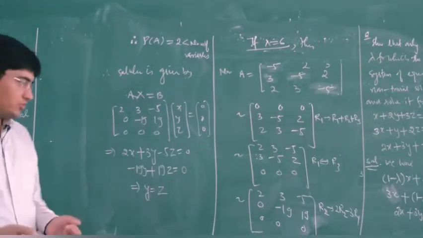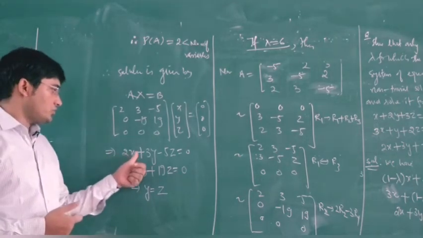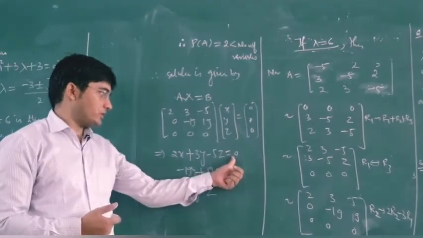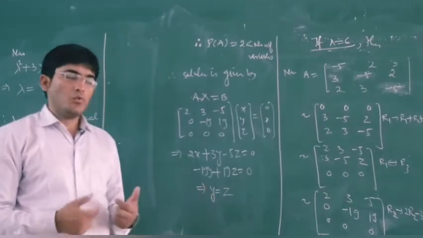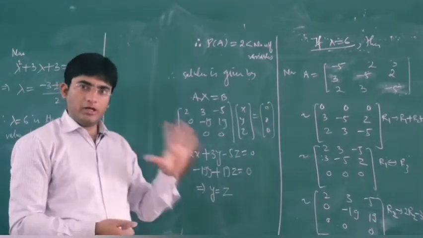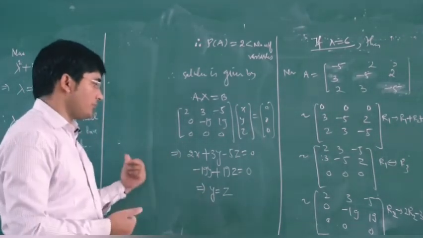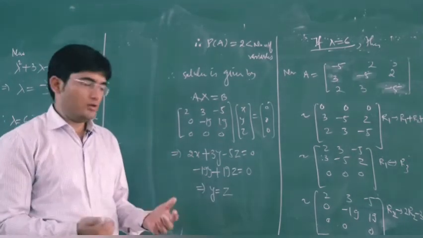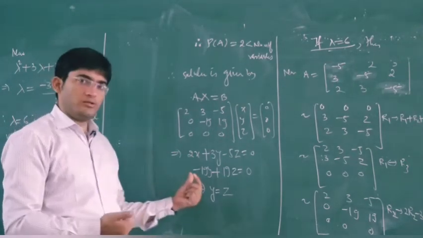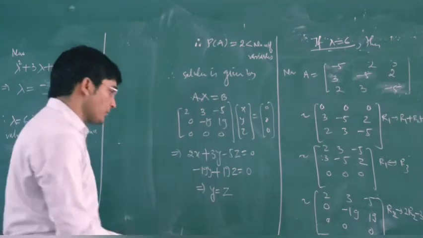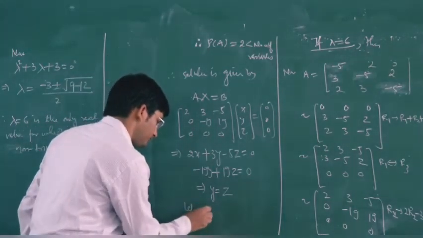Now we have two equations. One is 2x plus 3y minus 5z equal to 0, and the other is y equal to z. But we have three unknowns. So that means we will have to give 3 minus 2, that means 1, that means we have to give one variable a constant value. So let z equal to k.